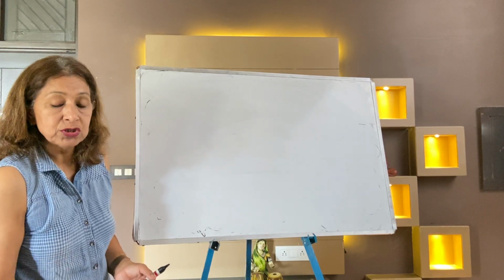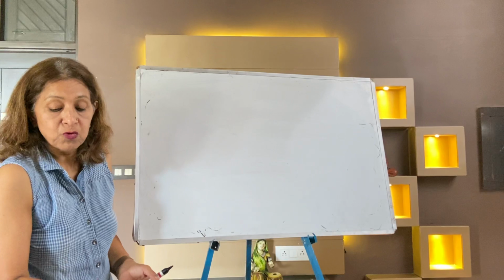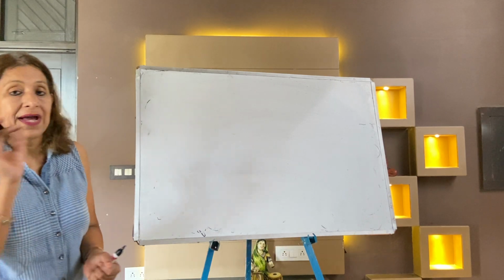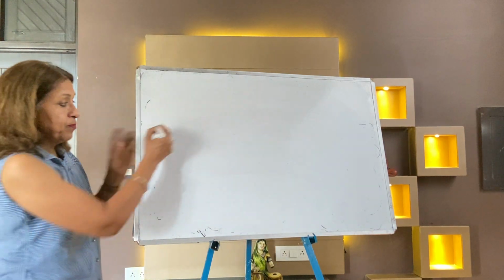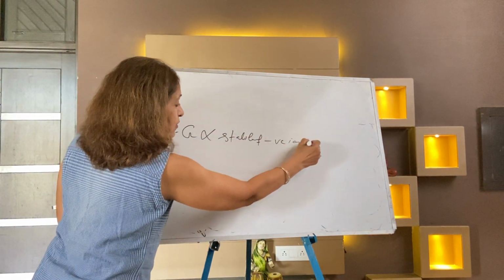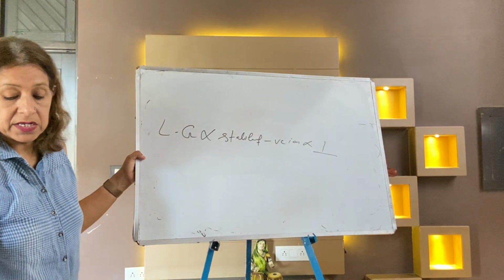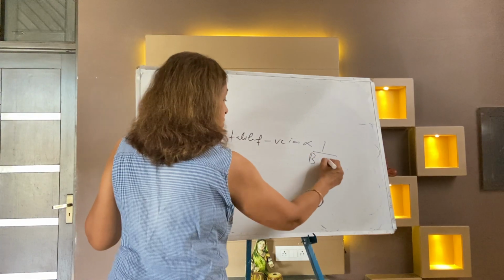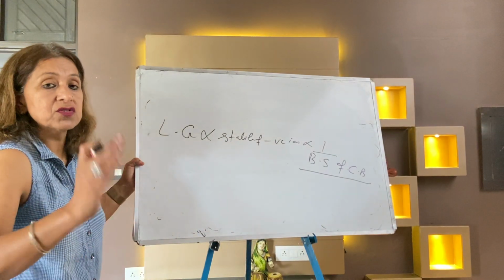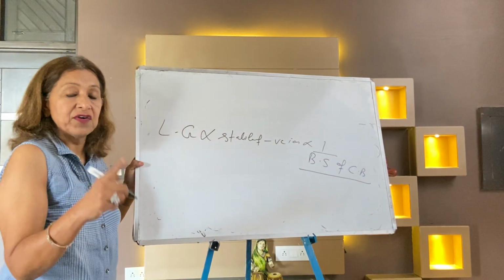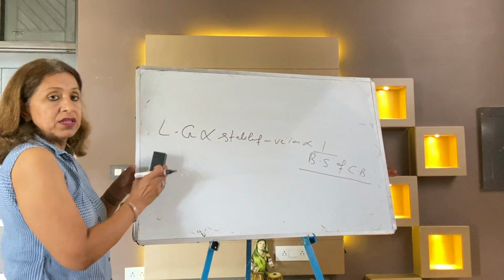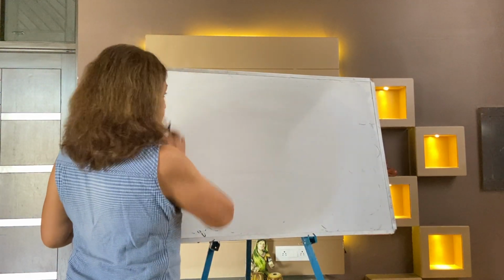Leaving group ability is directly proportional to the stability of the negative ion, and inversely proportional to the basic strength of the conjugate base. Always remember, this is a very important tip of the haloalkanes and haloarenes chapter. Basic strength and nucleophilic strength are the same, differing in just one case, and that is a polar protic solvent. After that, this topic will only come clear when you do some questions, because repetition makes you perfect.